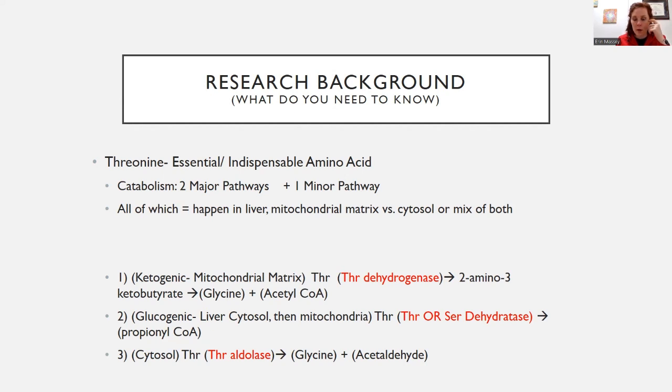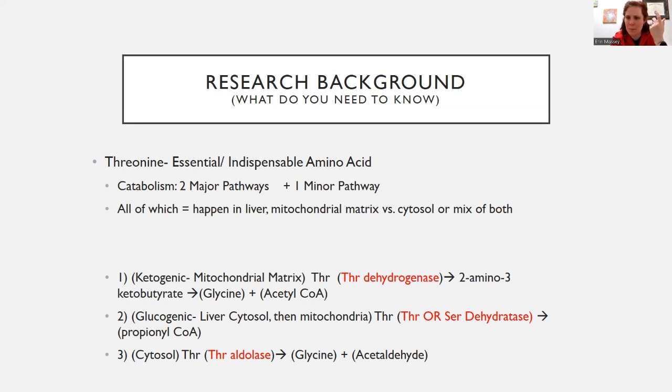It breaks down in 2 major pathways and 1 minor pathway, so 3 altogether, all of which are happening in the liver, which is why hepatocytes are being utilized in this study. They either happen in the mitochondrial matrix or the cytosol of the liver, or a combination of both. The 3 pathways I have conveniently added on the slide below. There's a ketogenic pathway and a glucogenic pathway, because threonine can be both, and then another minor pathway.